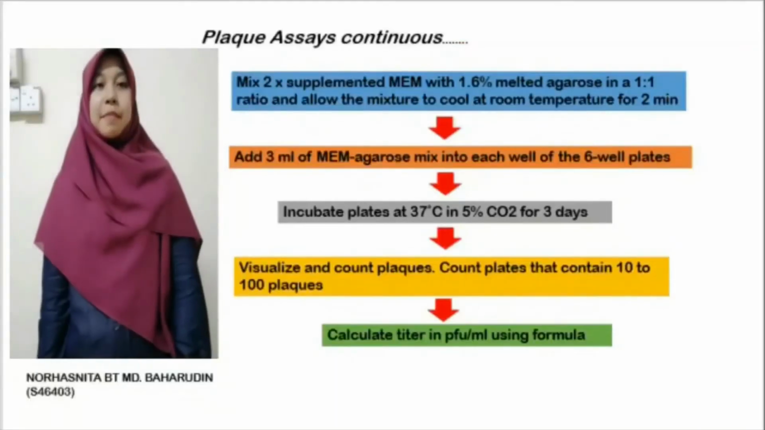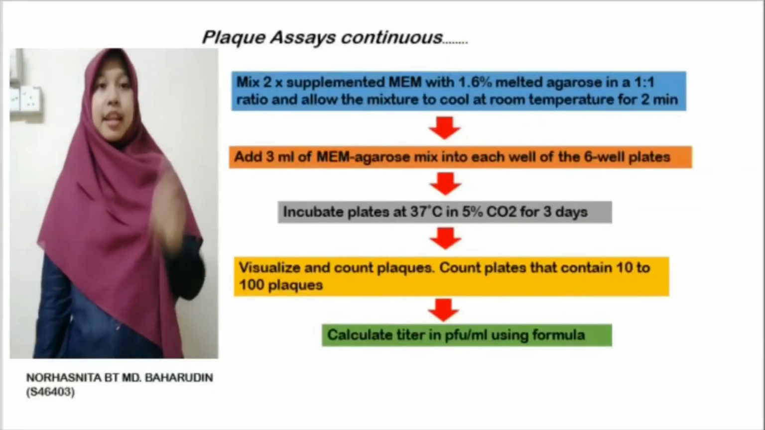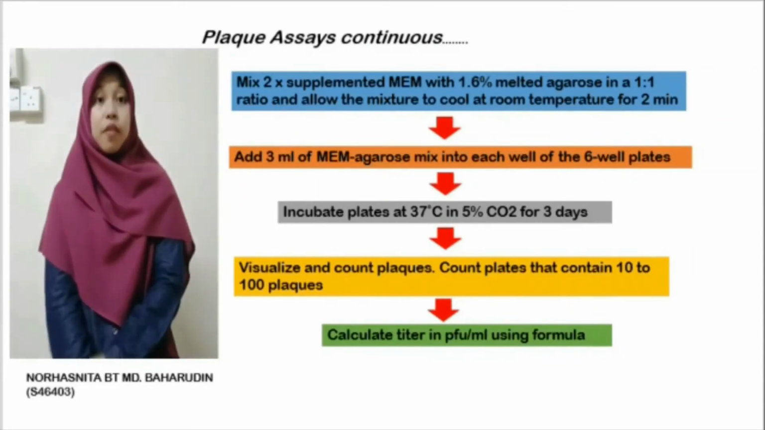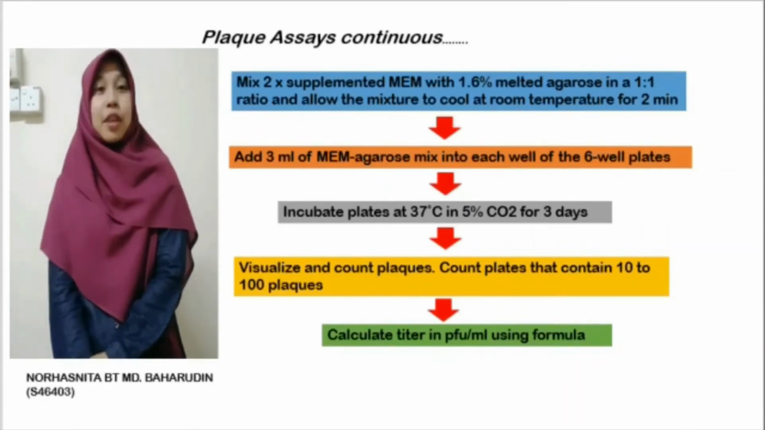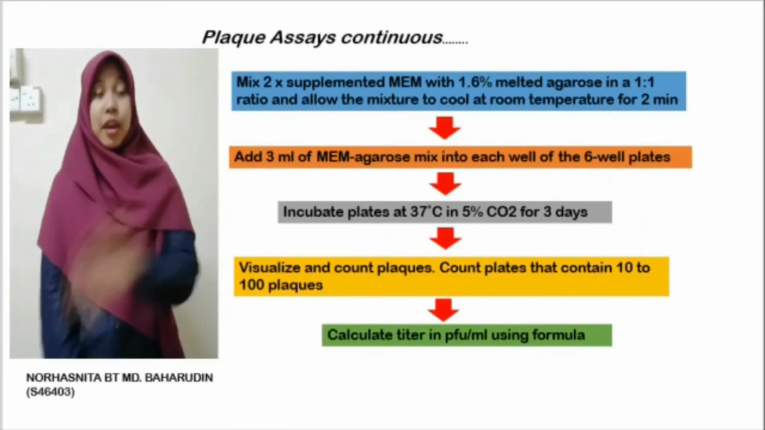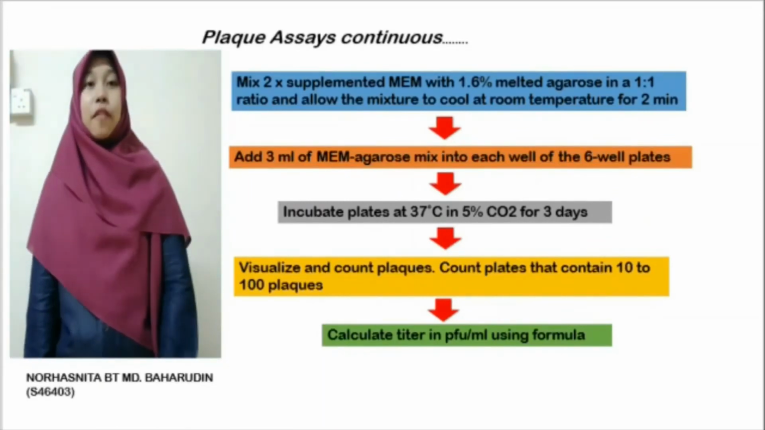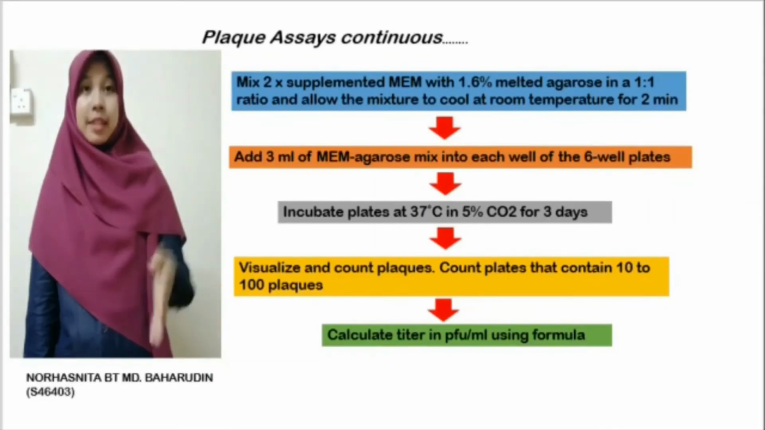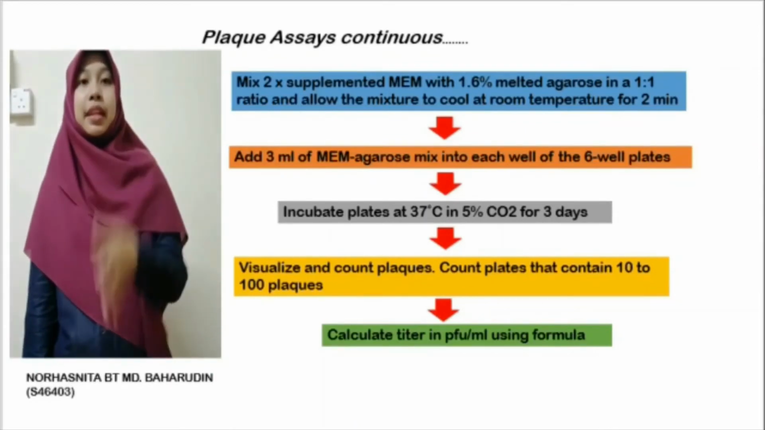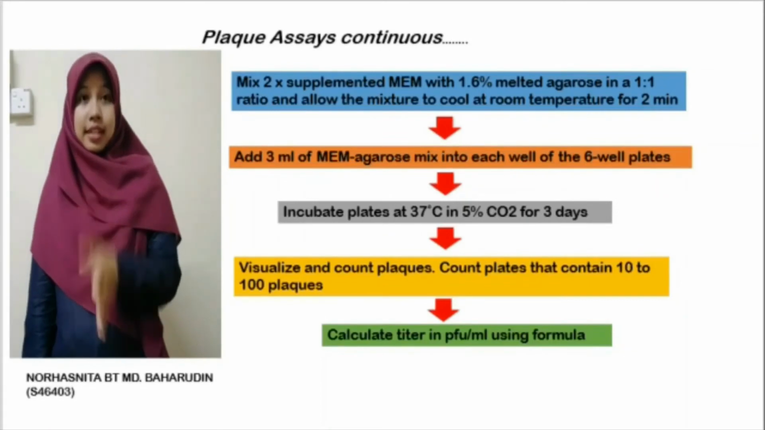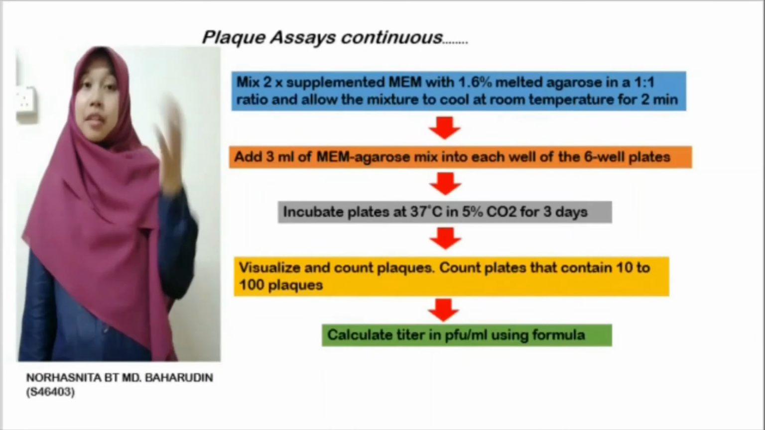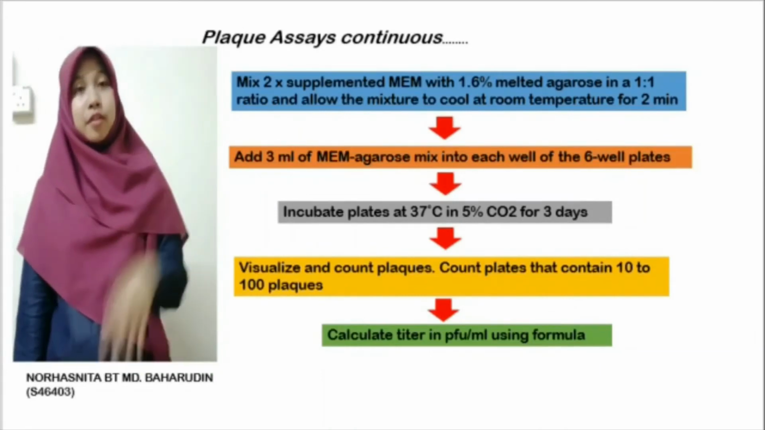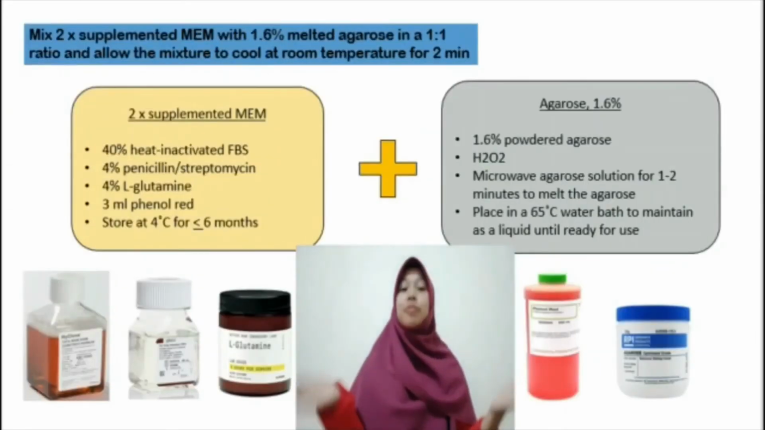My friend has explained 4 steps of the plaque assay, and I would like to explain the other 5. For the first step, mix 2 times supplemented MEM with 1.6% agarose at a 1:1 ratio, and then add 3 ml of the agarose mixture into each well of the 6-well plate. After that, incubate the plate at 37 degrees Celsius at 5% CO2. After 3 days, the plaques can be counted by using the formula. Now let's look through each step.